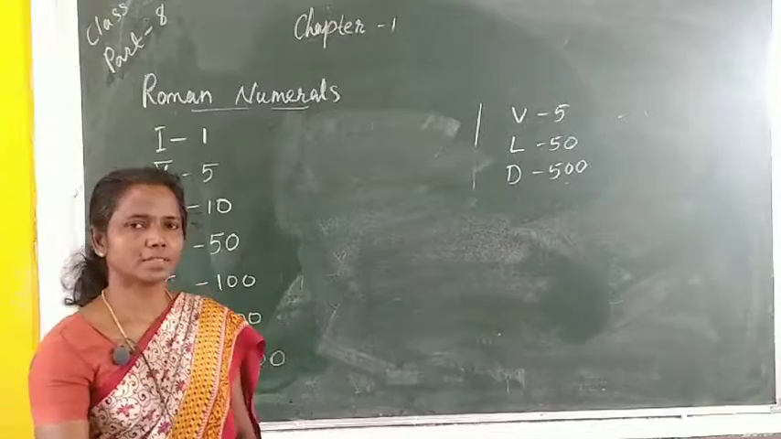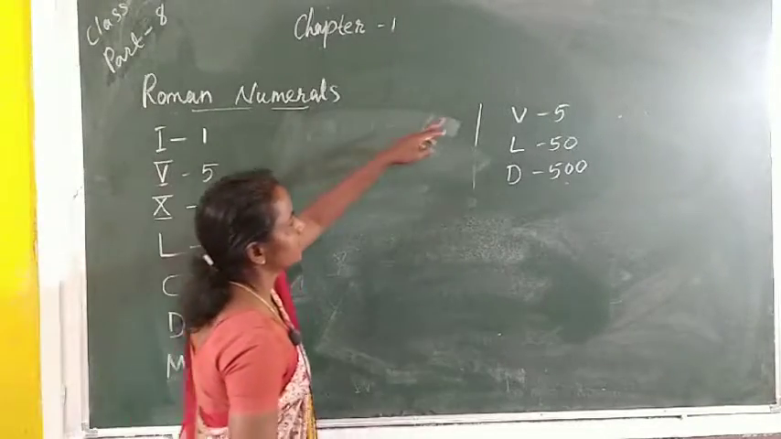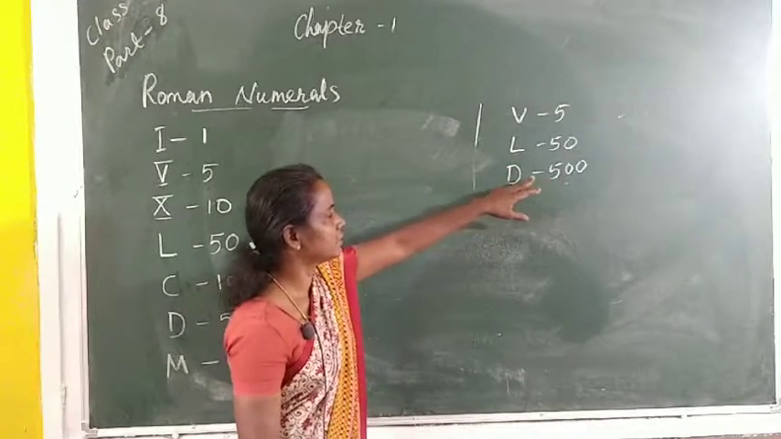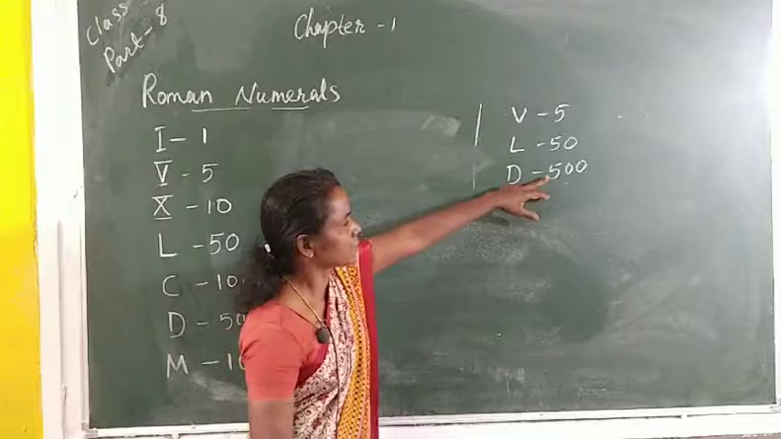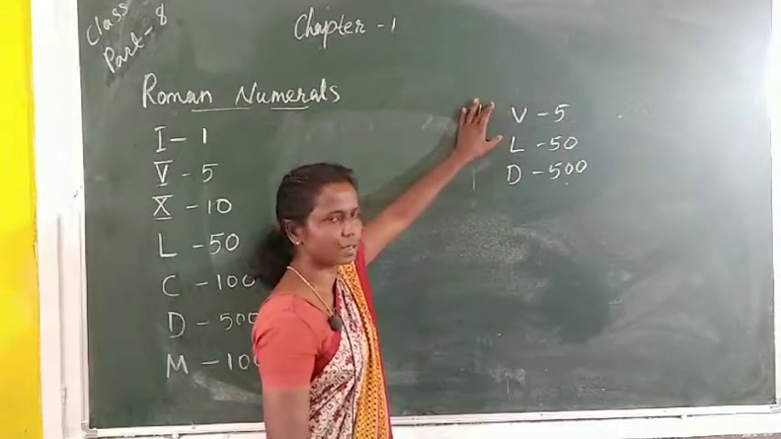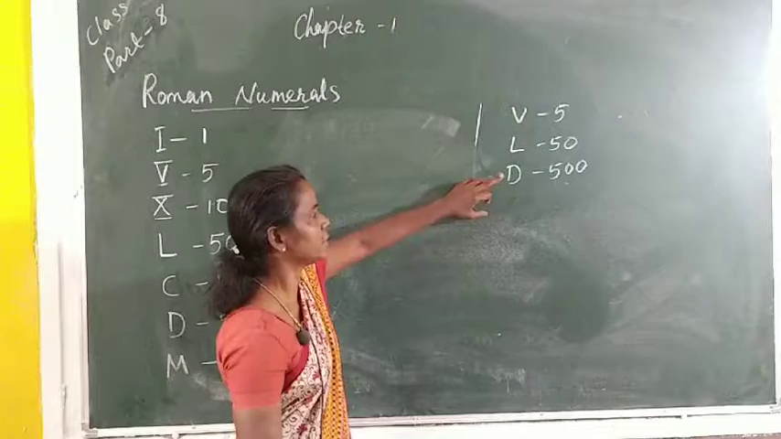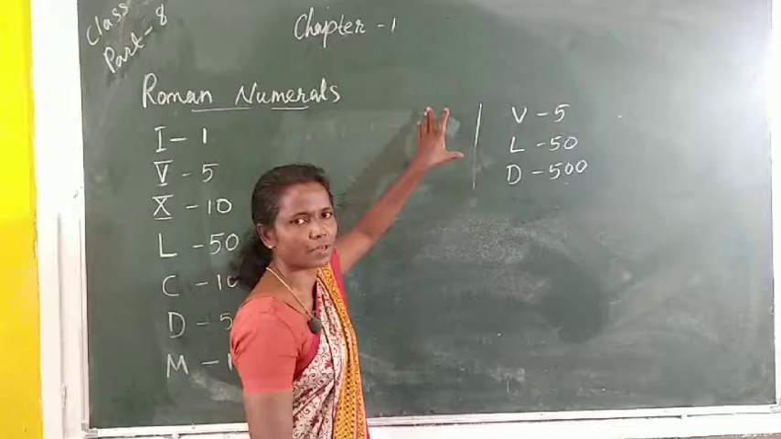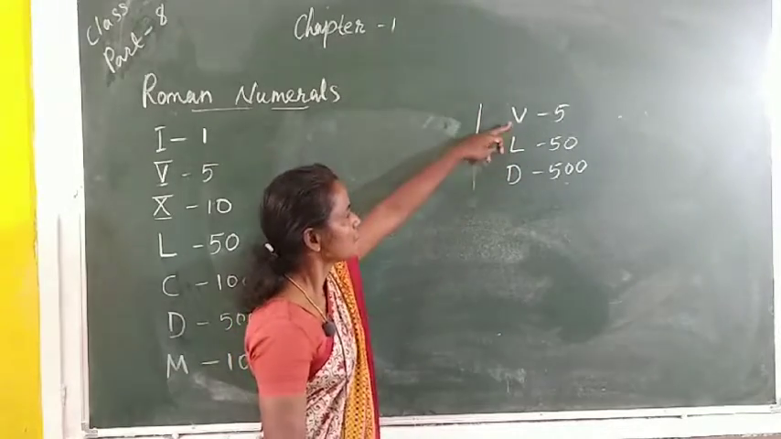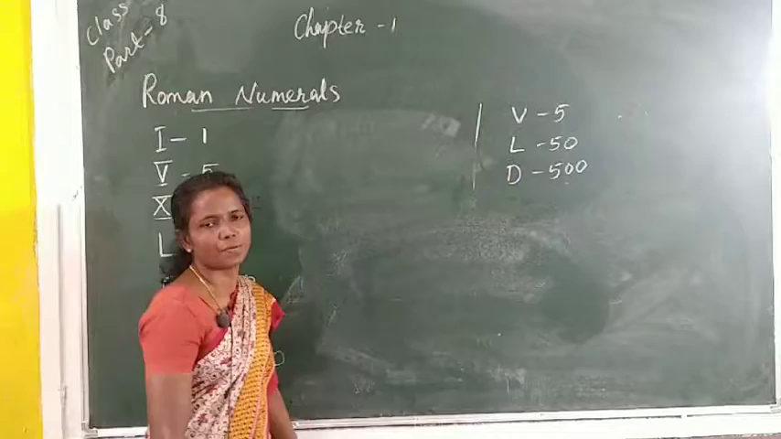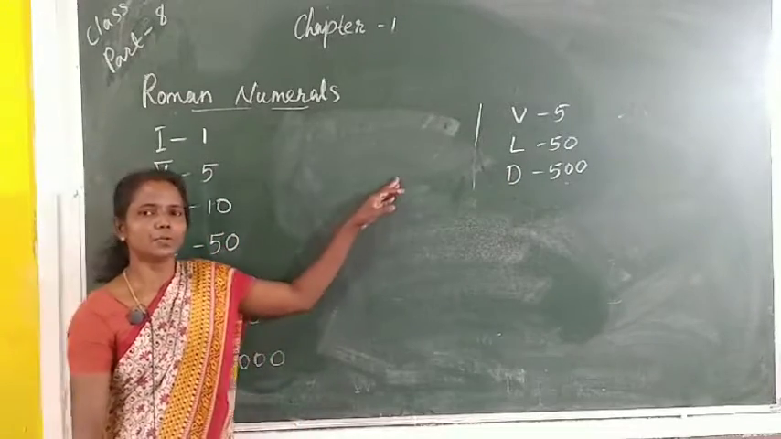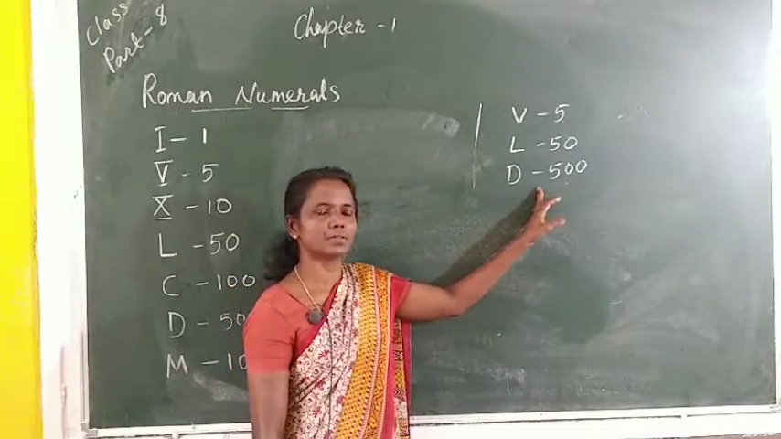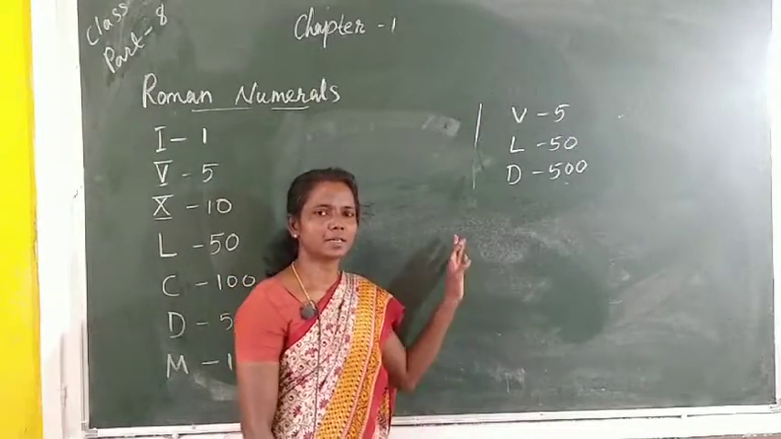Look at the symbols 5, 50 and 500. They are never repeated, and we do not write them to the left side of a greater value, because these numbers are not subtracted. Is it clear?